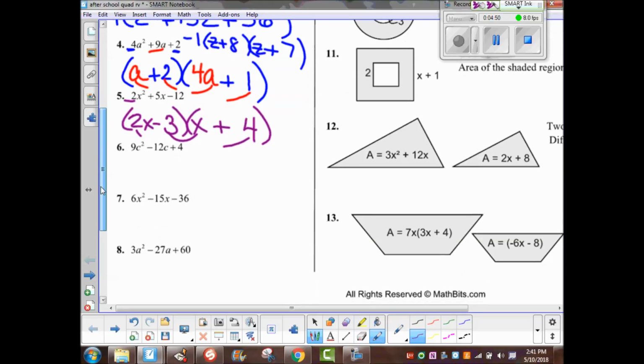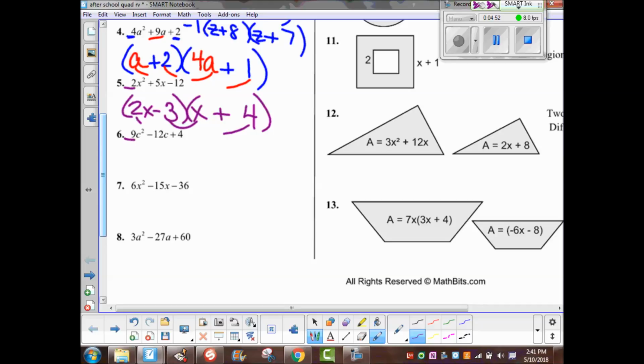A little bit more challenging because this is not prime and neither is my constant. Give it a try. What do we think? What do you notice about 9 and what do you notice about 4, other than they're not prime numbers? What kind of numbers are they? 9 and 4.